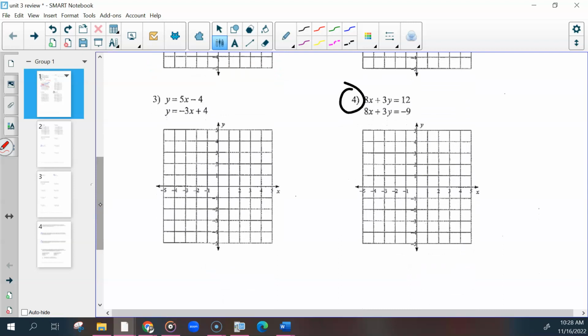With number 4, we have to get these both in slope-intercept form before we can graph them. So I'm going to solve both of these at the same time. Subtract 8x, so that we have 3y equals -8x plus 12, and 3y equals -8x minus 9.